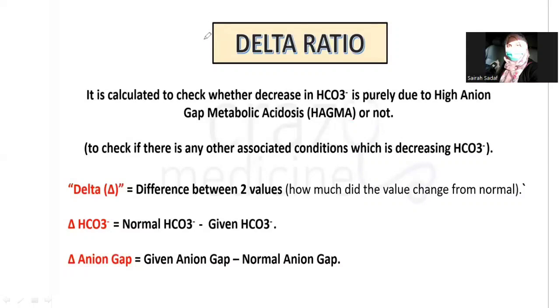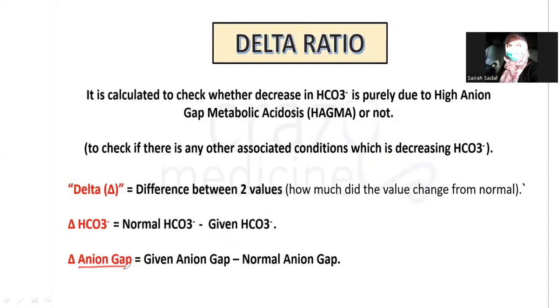All right. So when a patient has high anion gap metabolic acidosis, HAGMA, you have to check whether the decrease in bicarb in this patient is purely due to HAGMA or there is some associated disorder as well. Now, what is the delta? Delta means the difference between two values. Delta bicarb means the difference between a normal bicarb and the given bicarb. The normal bicarb we know is 24, and the given bicarb will be on the ABG report.